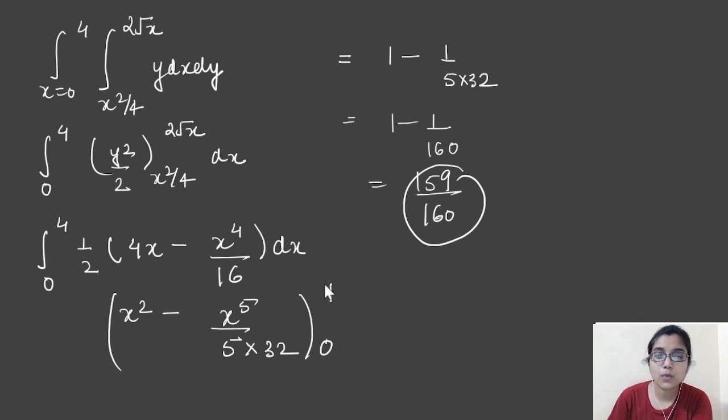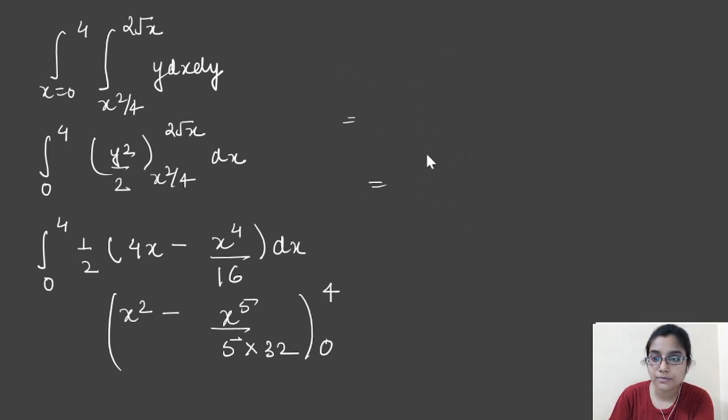Okay, just 1 minute. This limit was from 0 to 4. Fine. This limit was from 0 to 4. So sorry for the calculation, it was from 0 to 4, so we will solve it accordingly from 0 to 4. So it is going to be 16. Then here what we have is 4 to the power 5, and it is by 5 into 32.